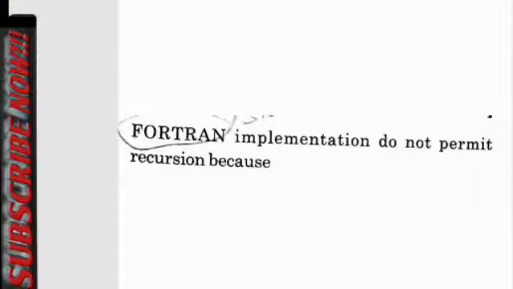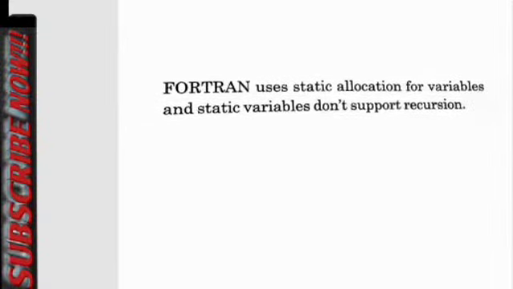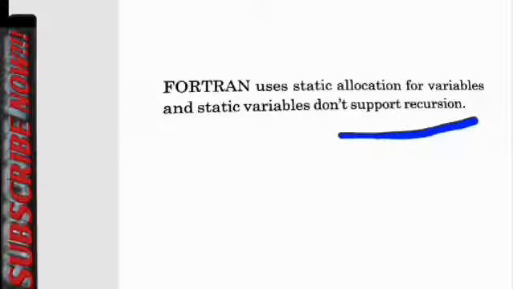So come to the GATE questions. The first question is, Fortran implementation does not permit recursion because. The answer to this question is, Fortran uses static allocation for variables and static variables do not support recursion.